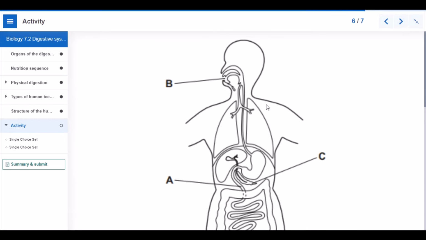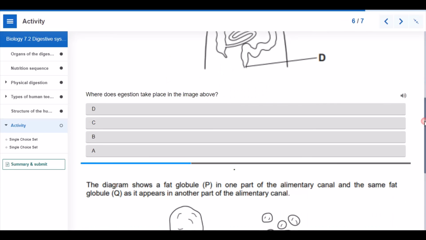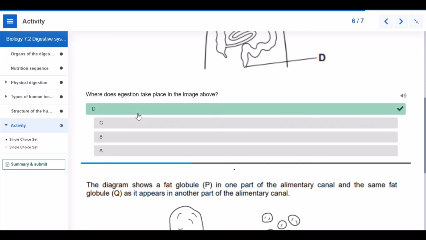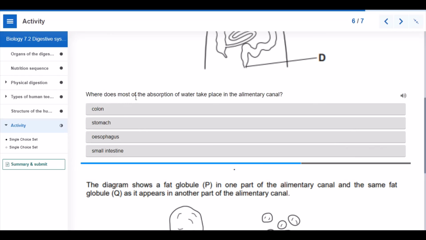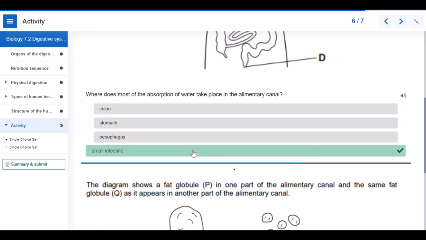So moving on to our activities, which are filled with questions, we have that from Cambridge past questions. We have an image showing some labeled parts A, B, C, D. And then there's a question, where does digestion take place in the image above? It takes place in D. Where does most of the absorption of water take place in the alimentary canal? It takes place in the small intestine. That'll be the ileum.